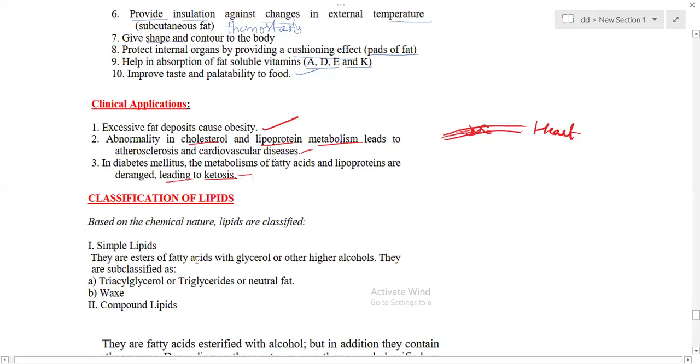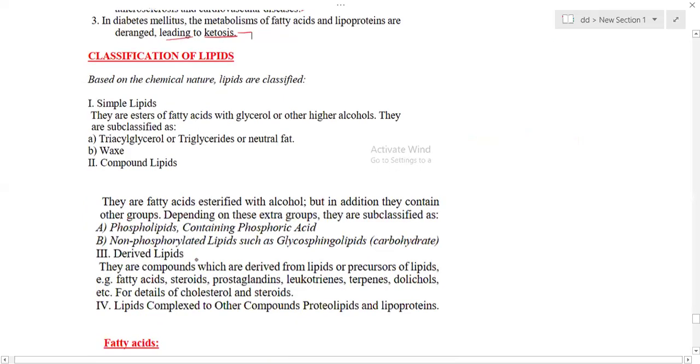Then there is the classification of lipids based on chemical nature. The lipids are classified into simple lipids and compound lipids. The simple lipids are esters of fatty acids with glycerol and other higher alcohols. They are subclassified into triglycerol, also called neutral fat, and second, wax. So these two are simple lipids.